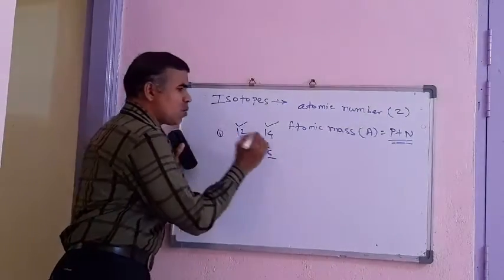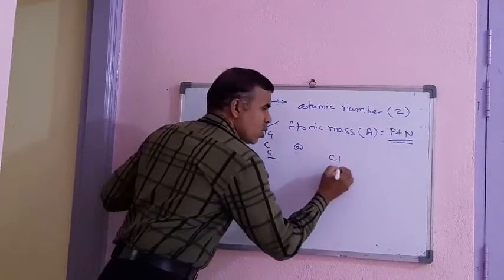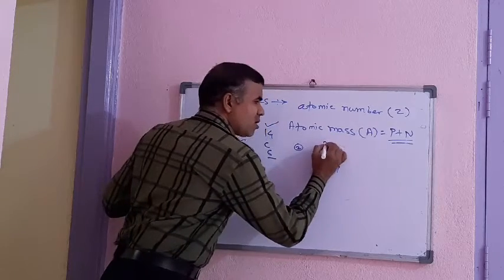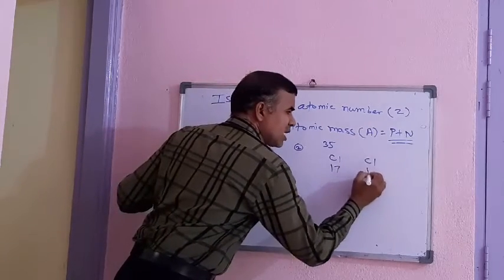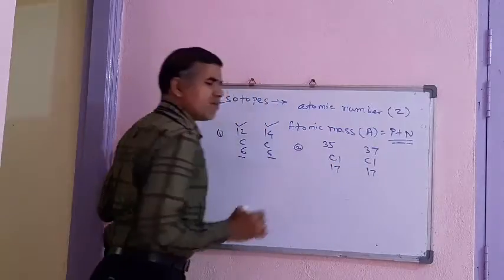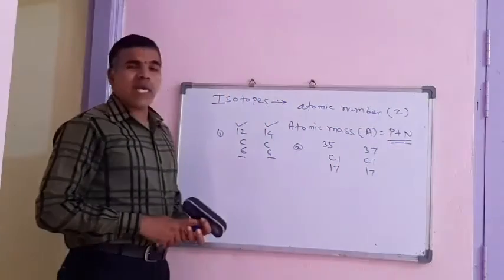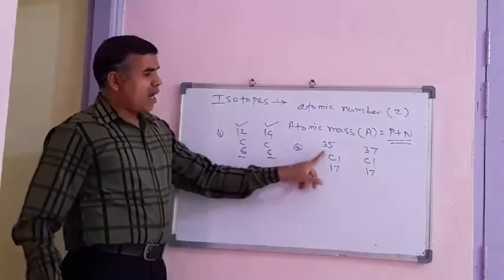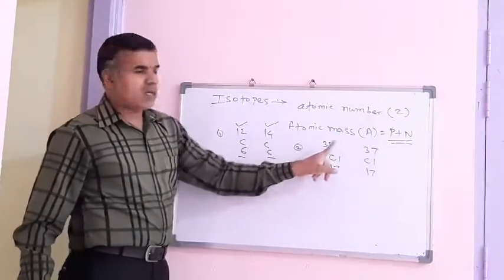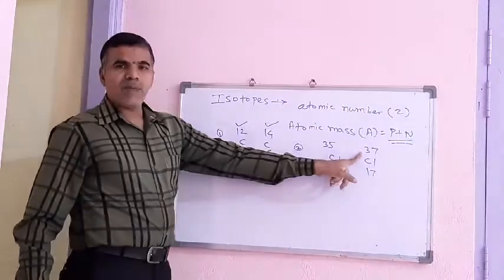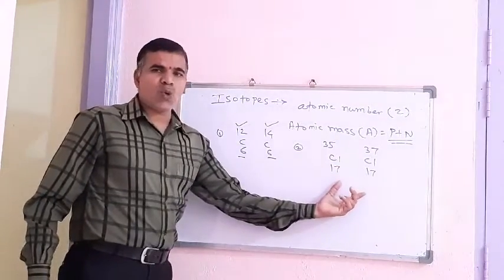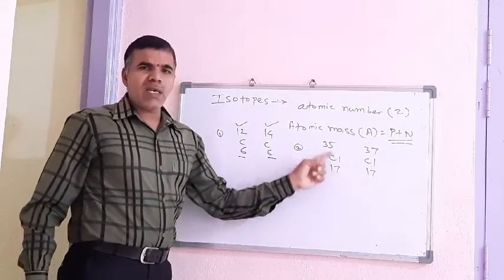Another example we have to take is chlorine. Chlorine has Cl-35 and Cl-37. In this example, chlorine has the same atomic number 17 and different atomic mass numbers, 35 and 37. So chlorine has two isotopes, Cl-35 and Cl-37.